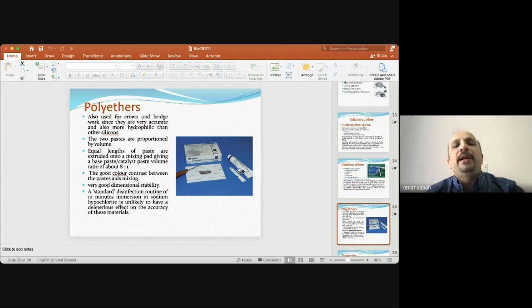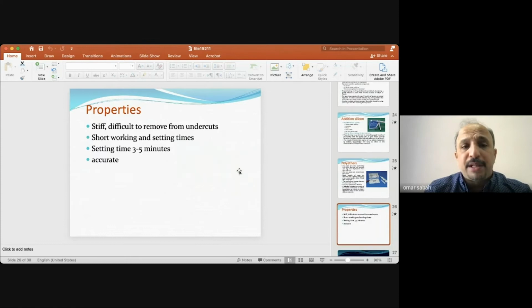Okay, and clean your mixing tools, for example the spatula, well, because this material is highly sticky. Maybe you will destroy, for example, the mixing slab. If you're using glass, it should be cleaned well directly after mixing. The properties of this material are that it is stiff, difficult to remove from undercuts, with short working and setting times. The setting time is about 3 to 5 minutes, and of course it is the more accurate of these materials.